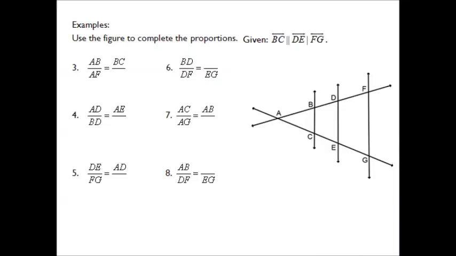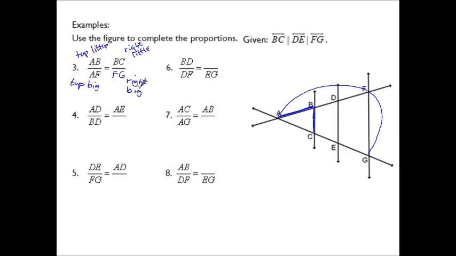Here are some examples. Use the figure to complete the proportions. AB over AF. So what are we talking about? We're talking about AB, the segment that is to the left, and we're relating that to the larger segment AF. So we got the top little segment relating it to the top big segment. And that has to be the same if we relate BC, our smallest right side of the given triangles, to the largest one, FG. So we have the one that is on the right of each triangle, the very little one, relating it to the right big one.